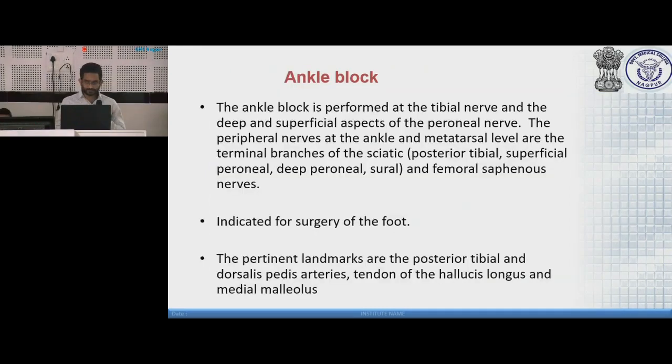Next is ankle block. Ankle block is performed at the tibial nerve, sural nerve, deep and superficial peroneal nerve, and the saphenous nerve. It is indicated for surgery of the foot. The pertinent landmarks are the posterior tibial artery, dorsalis pedis artery, tendon of the hallucis longus, medial malleolus, and lateral malleolus.